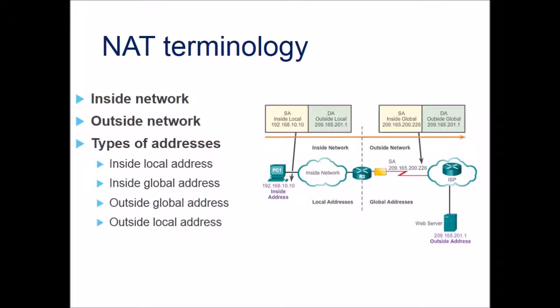The inside local address is the address of the source as seen from inside the network. Inside global address is the address of the source as seen from the outside network. Outside global address is the address of the destination as seen from the outside network. And finally, outside local address is the address of the destination as seen from the inside network.